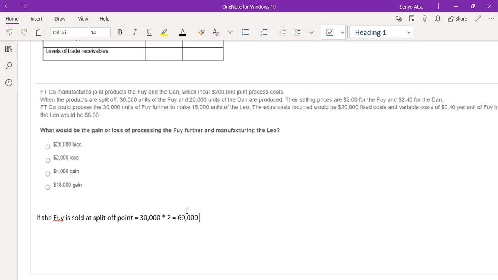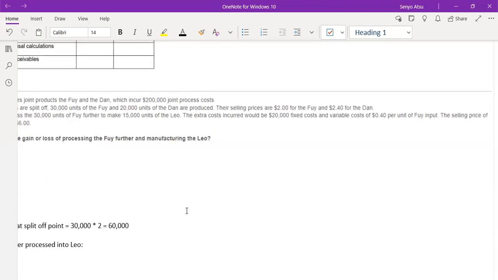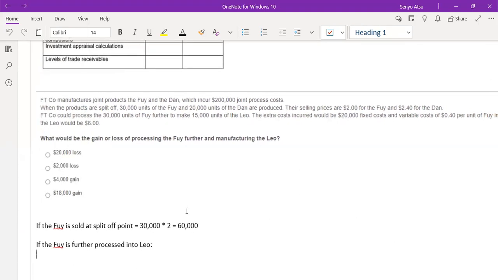But if you decide that you have to work on the F and make it an advanced product, the LEO, this is what will happen. If the F is further processed into an advanced product, the LEO, you're now going to sell it at a higher price because you are told that the extra cost incurred will be 20,000 fixed cost and variable cost of 0.4 per unit of F input. The selling price of the LEO will be $6.